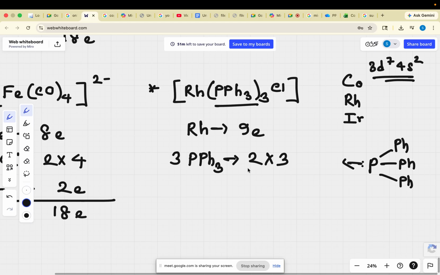And chlorine will donate how many electrons? 1 electron. Suppose chlorine is not acting as a bridging ligand but as a terminal ligand; then it will donate only 1 electron. If it is acting as a bridging ligand, it can donate more than 1 electron. So 9 electrons from rhodium, 6 electrons from the 3 PPh3 ligands, 9 plus 6 is 15, plus 1, 16 electrons.